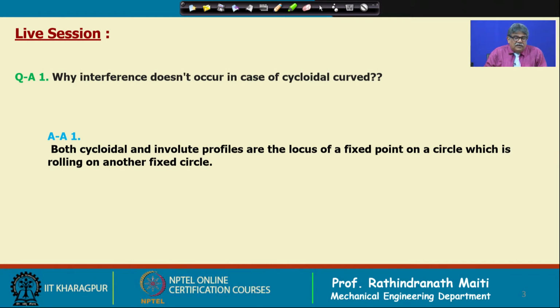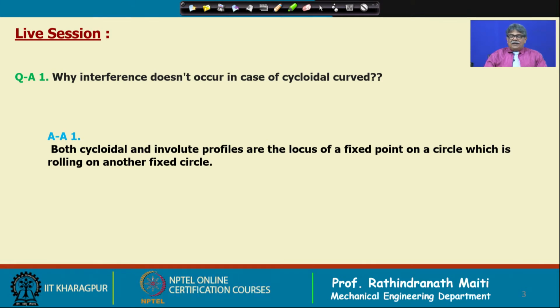Now, in the true sense, both cycloidal and involute profiles are the locus of a fixed point on a circle which is rolling on another fixed circle. Here I would say for the involute, the rolling circle radius is infinity. This means that a straight line is rolling on the periphery of a circle.